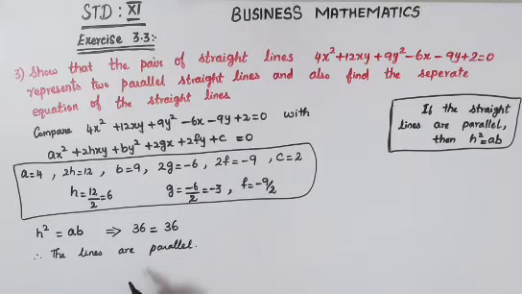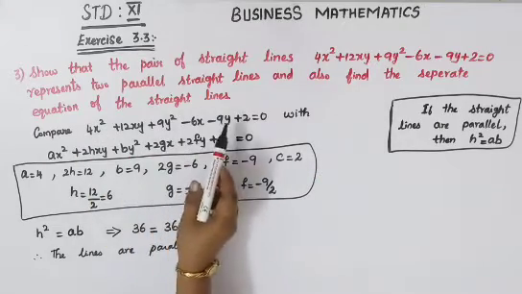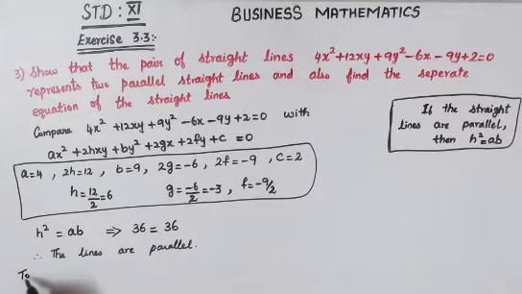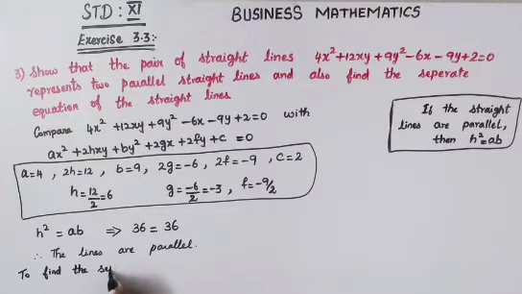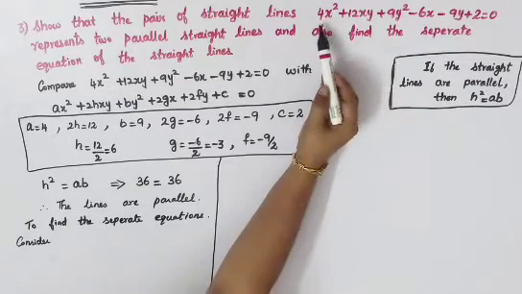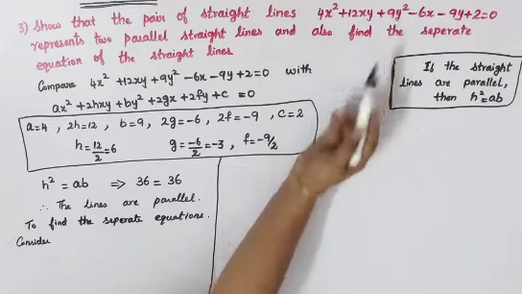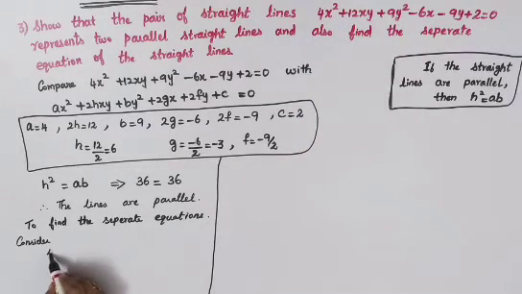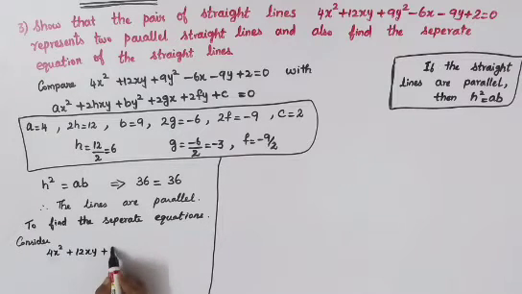Your second part is to find the separate equation of the straight lines. So to find the separate equations, consider the first three terms in your question. You get 4x square plus 12xy plus 9y square. So only the first part of the question, we'll just take it. Now this is a quadratic equation.